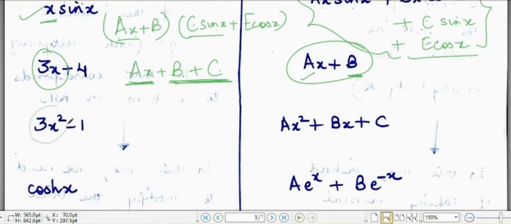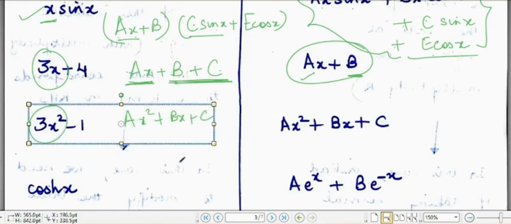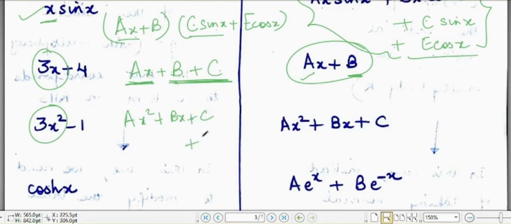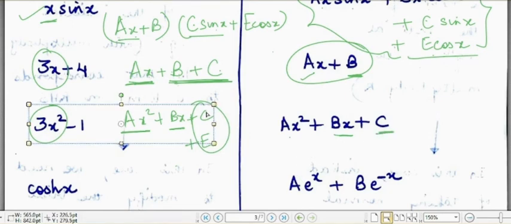Now look at this one. For 3x square you would write ax square plus bx plus c, and for this constant minus 1 you would write another constant, say e. But then look at the nature of the terms. It's an x square type term, x type term, and then there's a constant type term which you can just write as plus c. You do not have to write plus e because it will be unnecessary. Even if you write plus e, it's not wrong, but it's unnecessary.